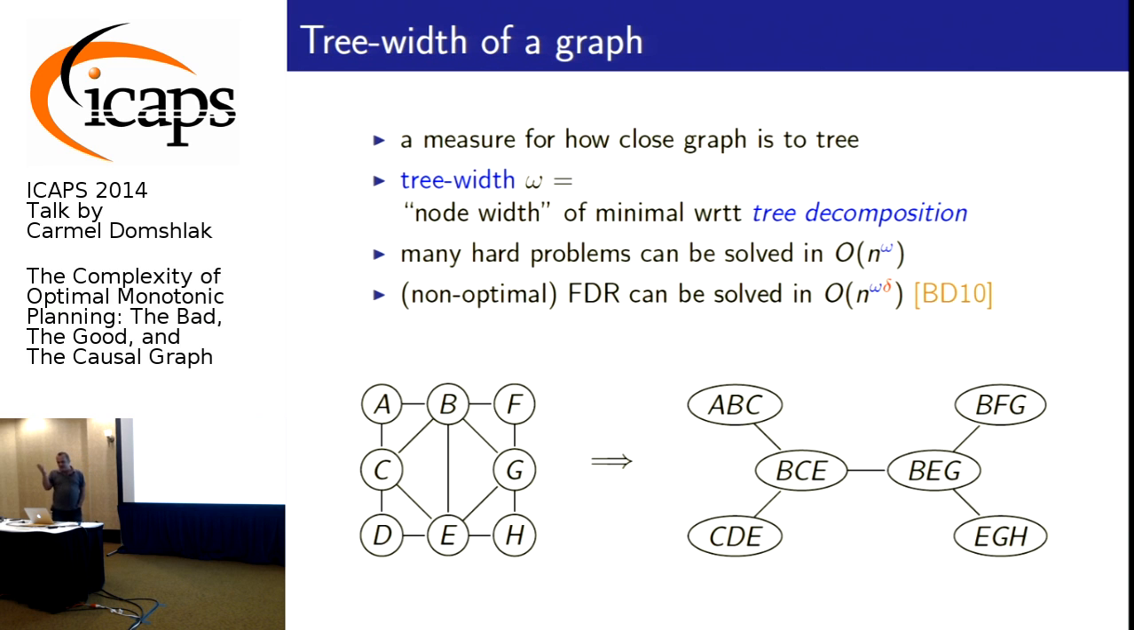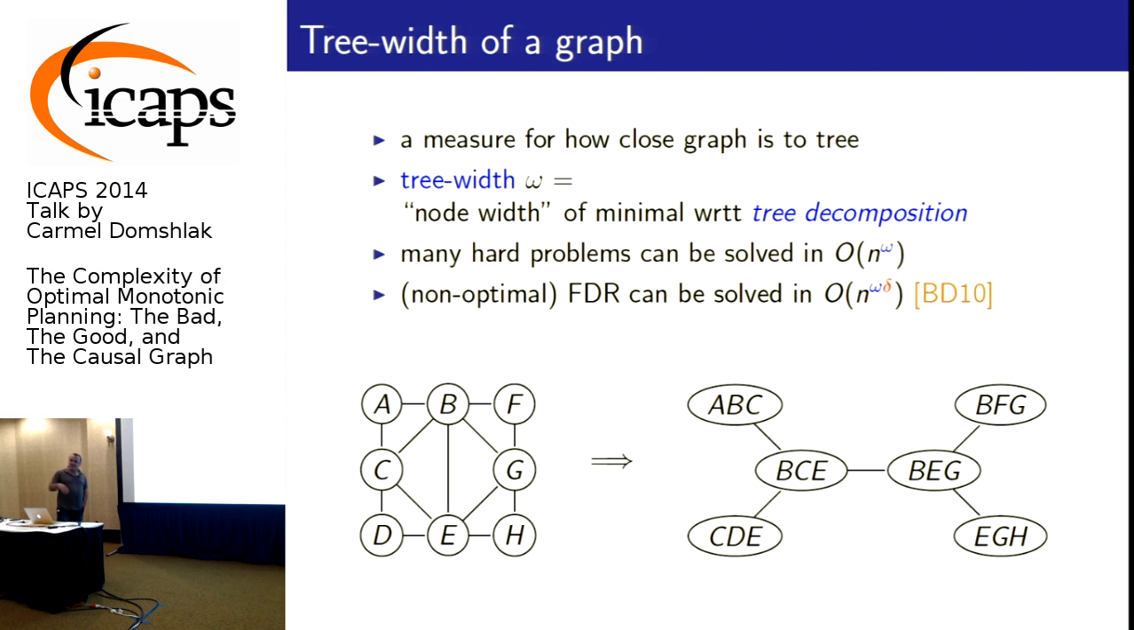Now, why is this parameter interesting? Because in discrete optimization, many hard problems are known to be solvable in time exponential only in the tree width of the induced graphical structure. This is another graphical structure. And in planning, in 2010, Ronen and I showed that non-optimal planning for FDR can be solved in time exponential only in the tree width of the causal graph and some other parameter which can be quite nasty.